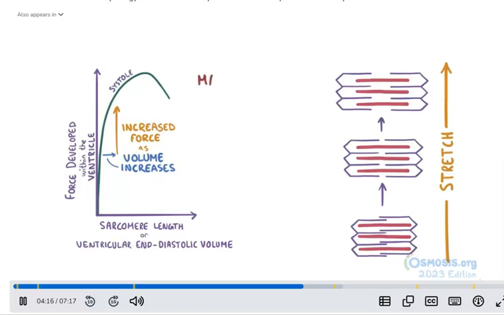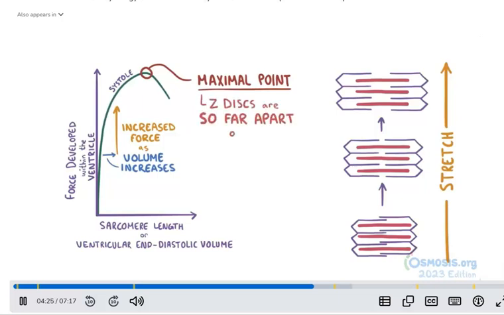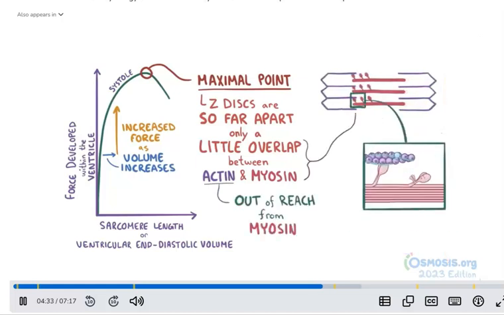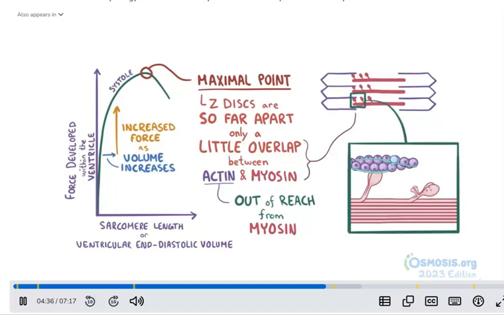This stretching can go until it exceeds a maximal point, after which things start getting too stretched out. This means the Z discs are so far apart from each other that there's only little overlap between actin and myosin filaments, and actin gets out of reach from the myosin. As a result, there's a decreased number of myosin heads that manage to attach to actin and pull it towards the M line. This leads to a decreased force of contraction, so the curve starts falling off again.